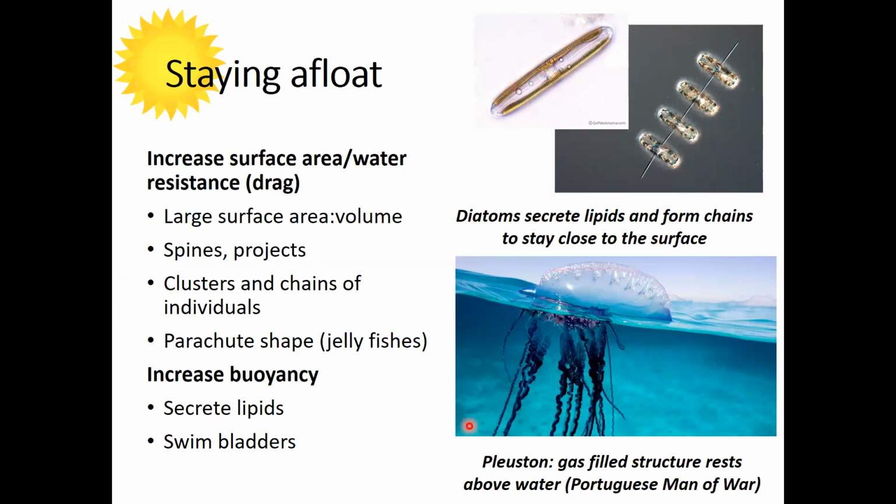There are some organisms called pleuston that actually rest above the surface, like the Portuguese man of war. They have gas-filled structures that let them rest above the ocean surface, and then they can use wind to move around.